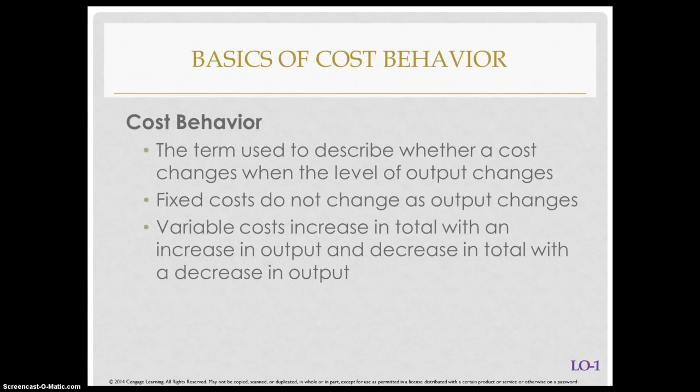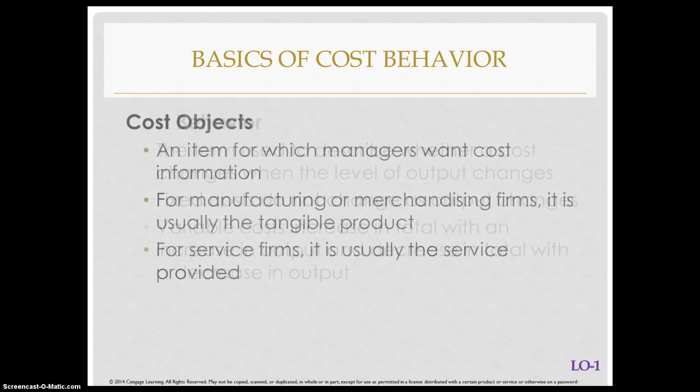Basics of cost behavior. The term used to describe whether a cost changes when the level of output changes. Fixed costs do not change as output changes, whereas variable costs increase in total with an increase in output and decrease in total with a decrease in output. Remember, variable costs are directly tied to the per unit that we manufacture or create.